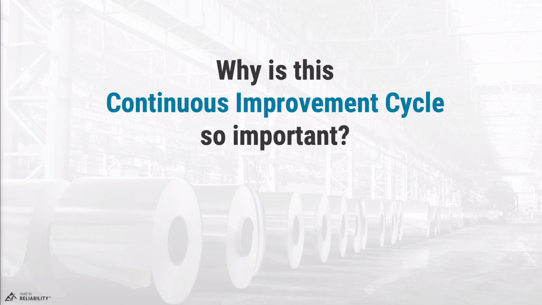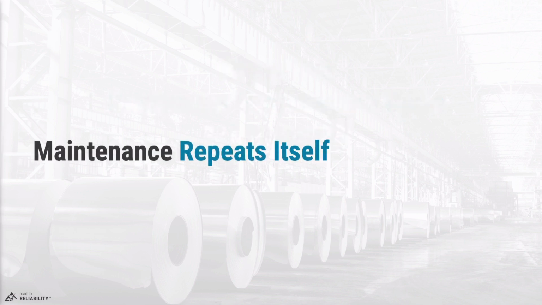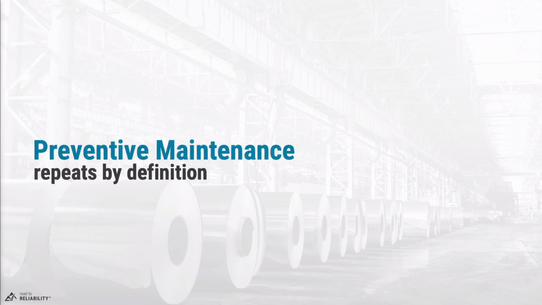Now, you may wonder why I put such an emphasis on this and why the continuous improvement cycle of equipment files is so important. Well, it goes back to the notion that we talked about earlier, that maintenance is repetitive. It repeats itself. Preventive maintenance is, like we saw earlier, repetitive by definition. Preventive maintenance is done again and again. Whether it's time-based, every week, every month, every year, or condition-based, it doesn't really matter. PM tasks are done over and over again.